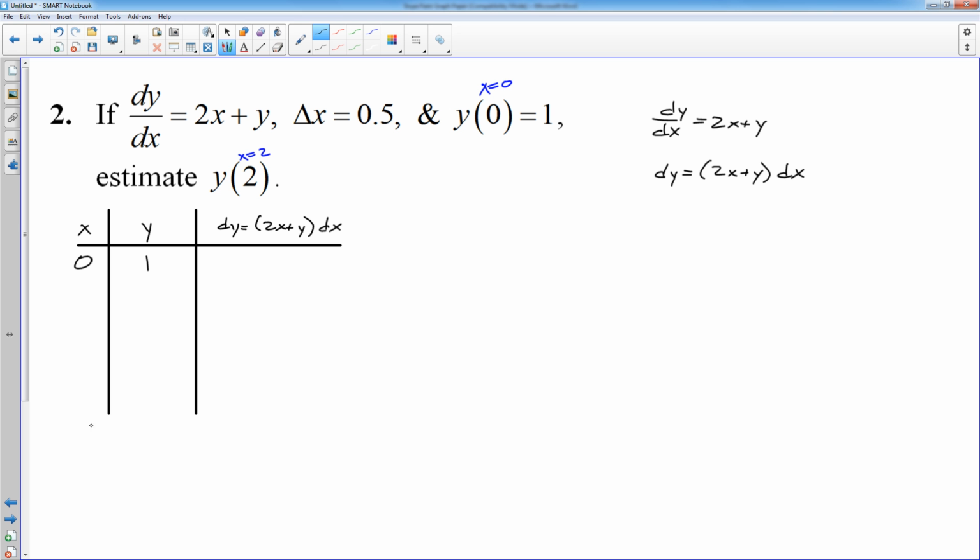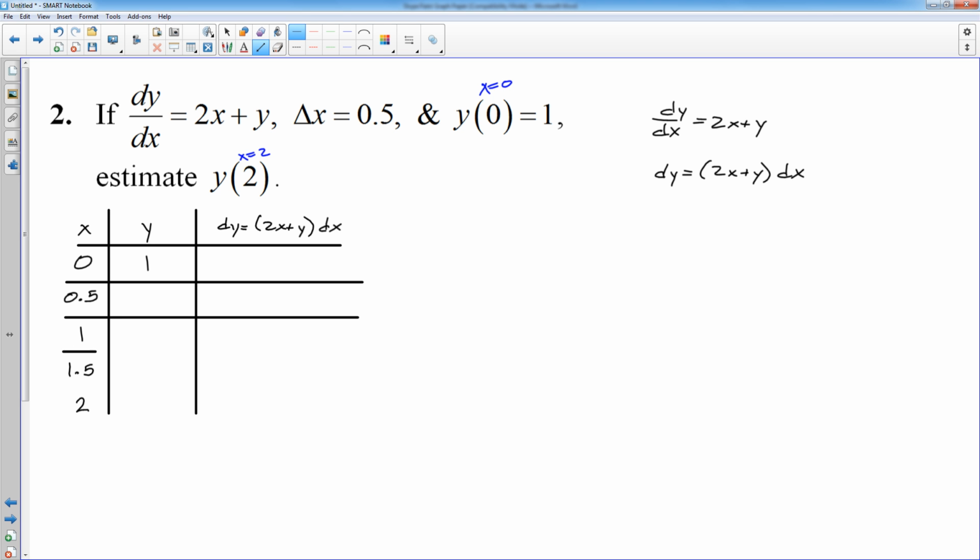So I could actually go ahead and fill out my x's. I know that I'm starting at 0. If I go up by 0.5s, my next one's going to be at 0.5. My next one's going to be at 1.0. My next one's going to be at 1.5. My next one's going to be at 2. And I'll actually stop there because we're trying to approximate f of 2. So I'm going to go ahead and draw out my table a little bit more here.